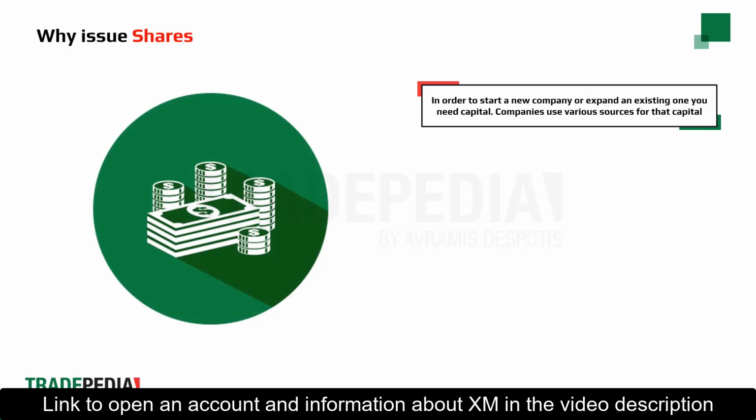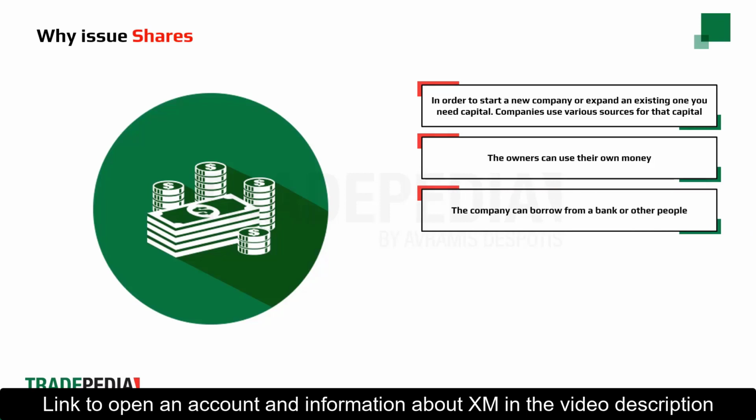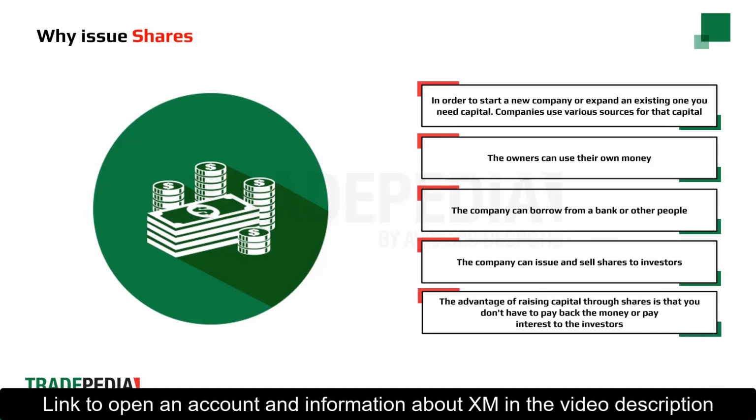In order to start a new company or expand an existing one, you need capital. Companies use various sources for that capital. The owners can use their own money. The company can borrow money from a bank or from other people. The company can issue and sell shares to investors. The advantage of raising capital through shares is that you don't have to pay back the money or pay interest to the investors. Instead, shareholders are entitled to a share of the profits of the company.